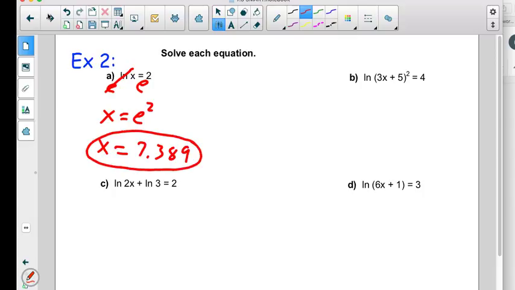I have a quick question. Sure. What's the number for e again? How do you get that? Isn't it like 2.71? It automatically gives you the number.